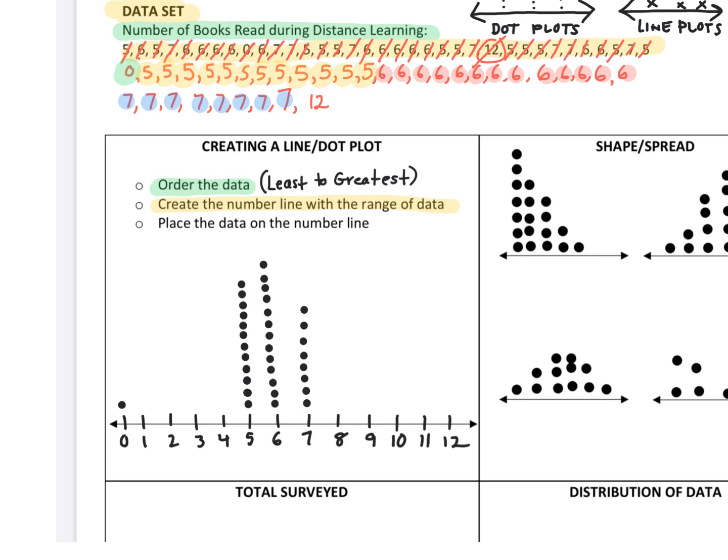All right, and then we have one more. We have a 12. I see that at the end, so I'm going to highlight that 12 right here. And so I know I have to go and put one dot on 12. I'm all done.